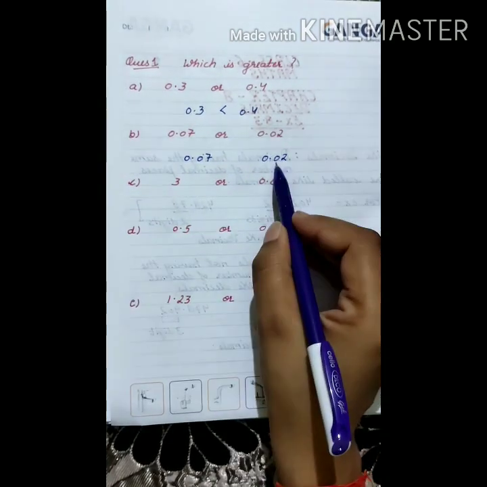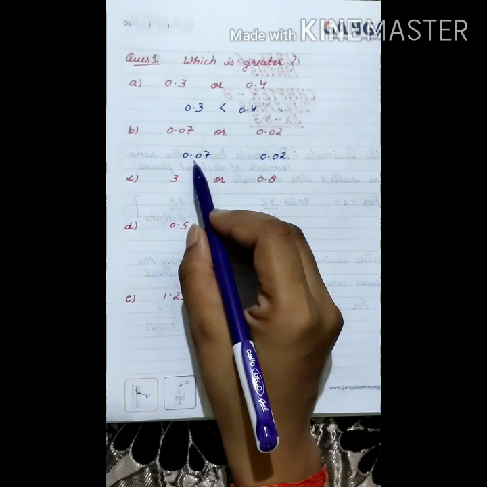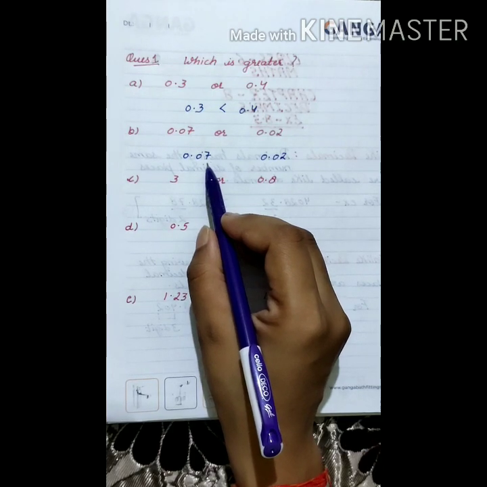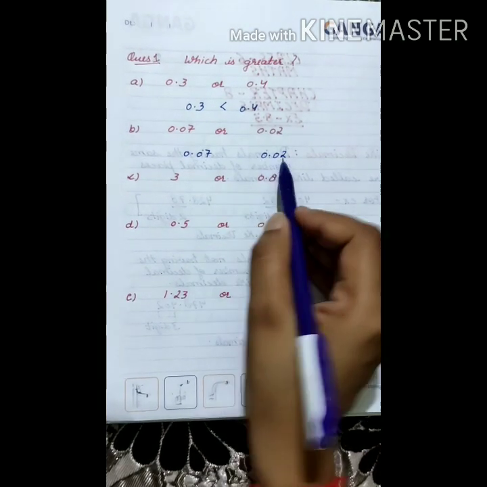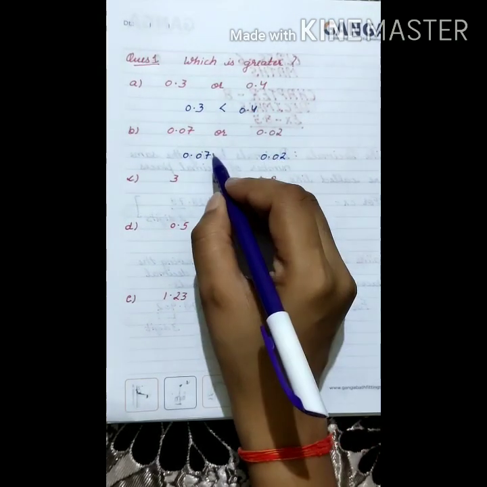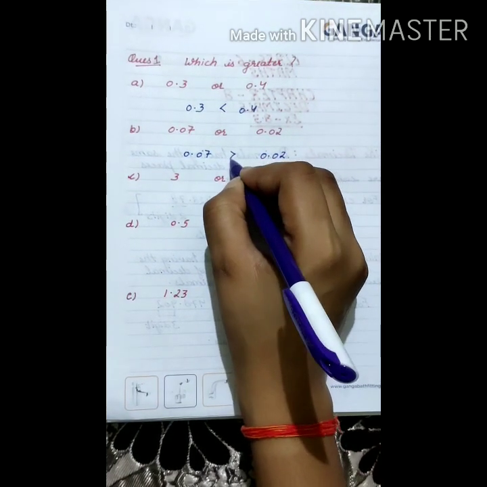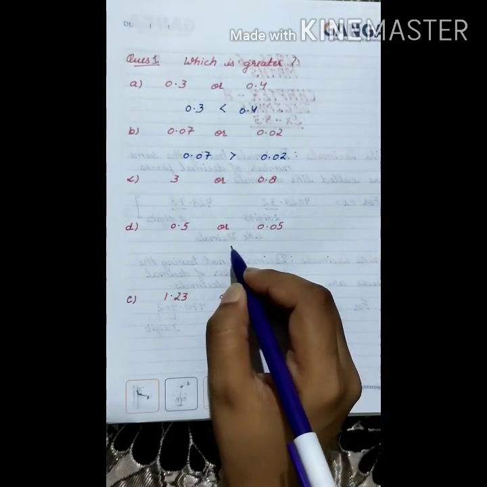Here we have 0 and here we also have 0. Both are equal. Now we will compare the next digit in the decimal part. Here we have 7 and here we have 2. That means 7 is greater than 2. Therefore 0.07 is greater than 0.02.